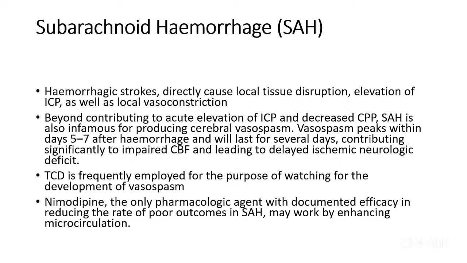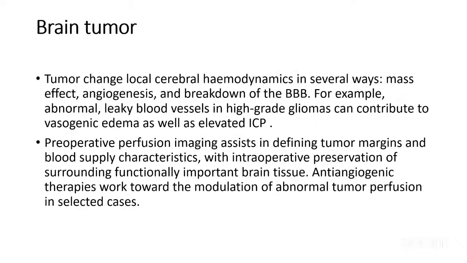Beyond contributing to the acute elevation of ICP and decreased CPP, subarachnoid hemorrhage is also infamous for producing cerebral vasospasm. Vasospasms peak, we all know, within 5 to 7 days of the hemorrhage and last for several days, around 20 days, contributing significantly to impaired cerebral blood flow and leading to delayed ischemic neurological deficit. So transcranial Doppler is used for detection and development of the vasospasm, and nimodipine is a therapy to counteract that.